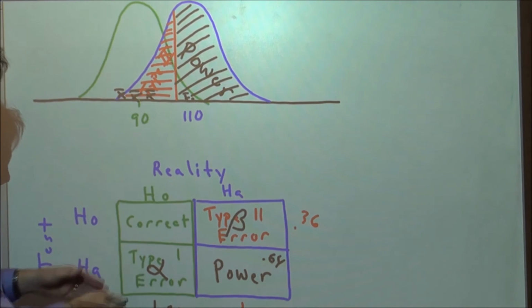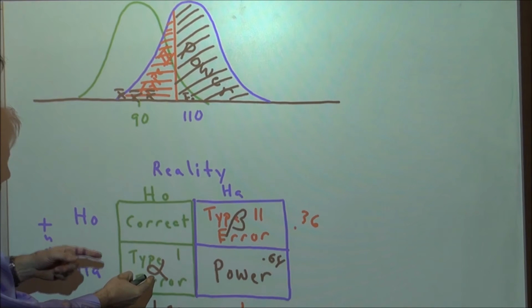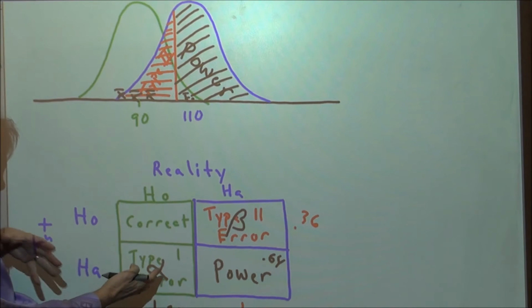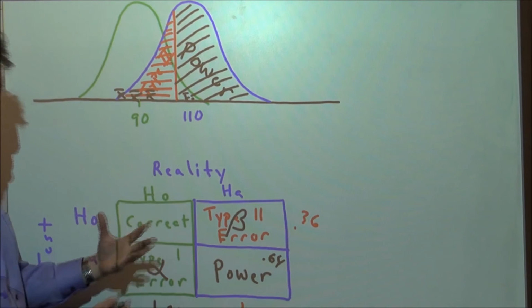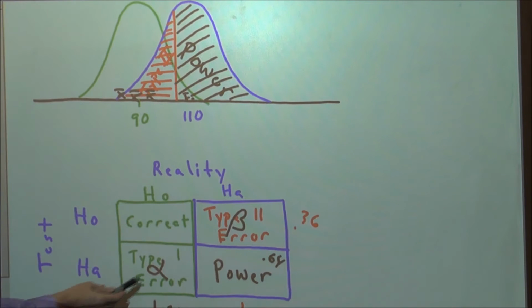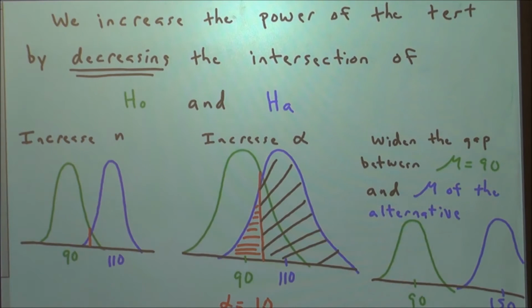If the null is true, then the probability of us getting a result at least as extreme as the one that we got is the probability of a type 1 error. That's the alpha level of a test. So how can we increase the power of the test? We can increase it by decreasing the intersection of the null and the alternative.